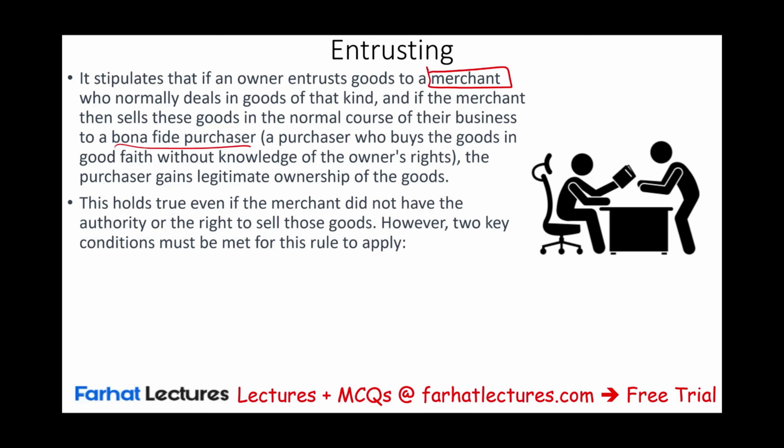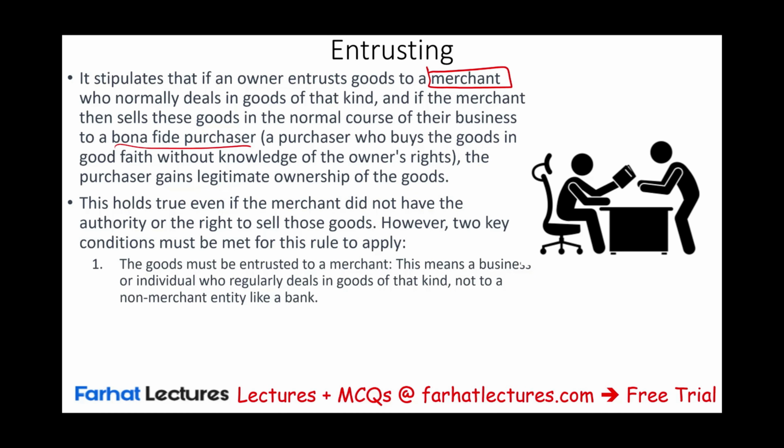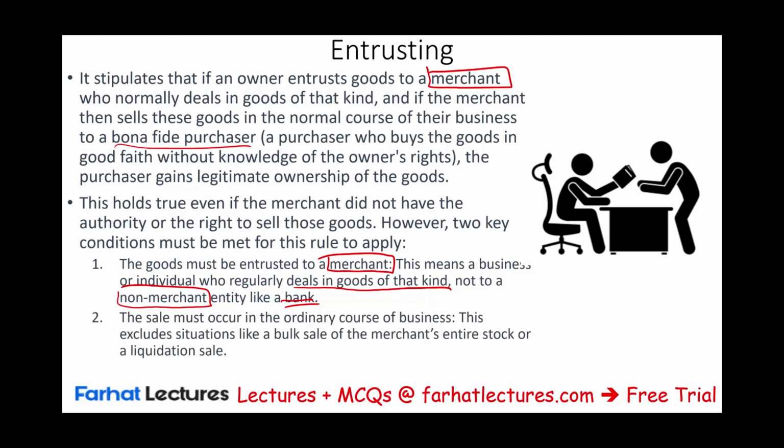However, two key conditions must be met for this rule to apply. One, the goods must be entrusted to a merchant, not to your neighbor, not to anyone else. This means a business or individual who deals in these goods on a regular basis, not a non-merchant, like a bank. Because sometimes you can place gold or an expensive item in the bank. That's different. So the goods have to be with a merchant. Two, the sale must occur in the ordinary course of business. So it was a mistake.